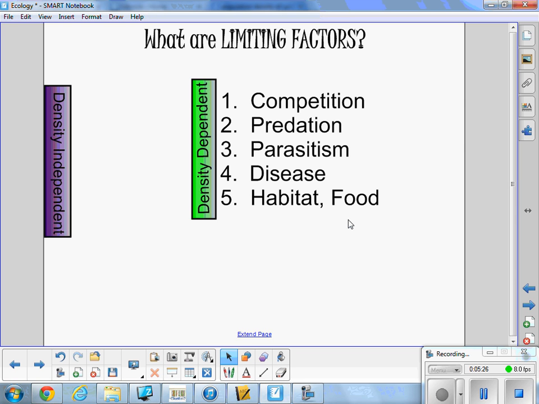Parasitism, the more individuals within a defined area that you have, and the closer they are to each other, the more disease and parasites are going to be able to be passed around, and so that would limit a population size. And then also habitat and food availability, like I said before.